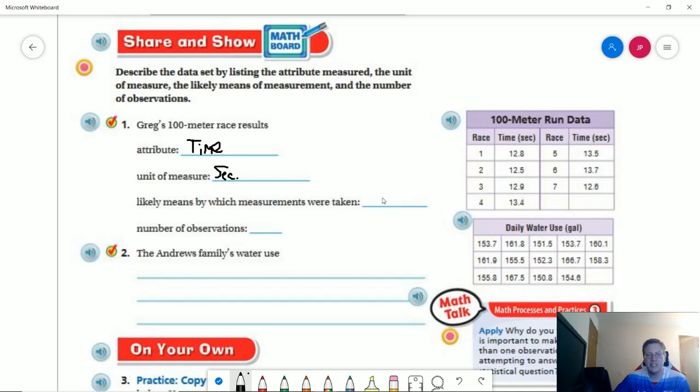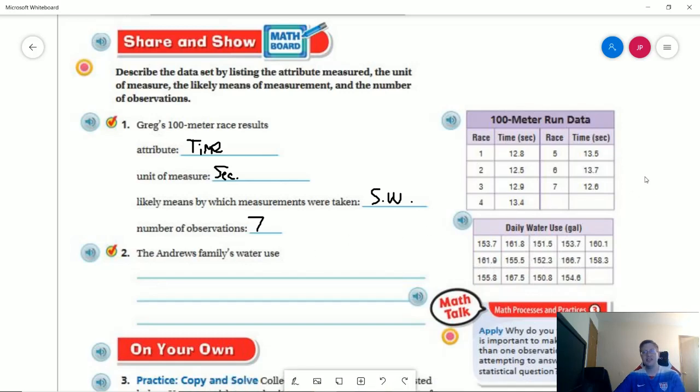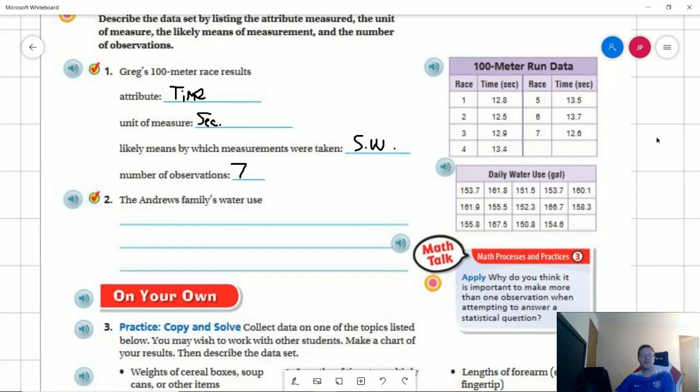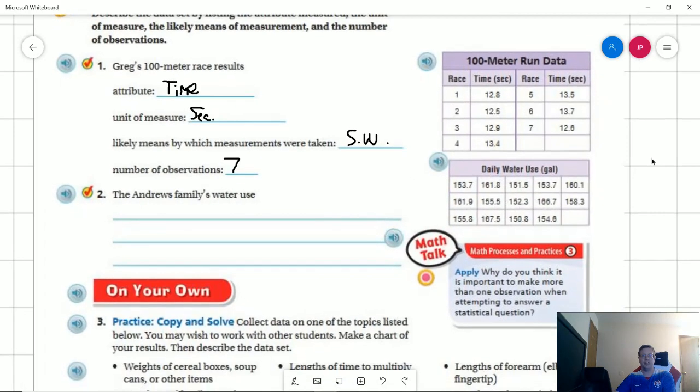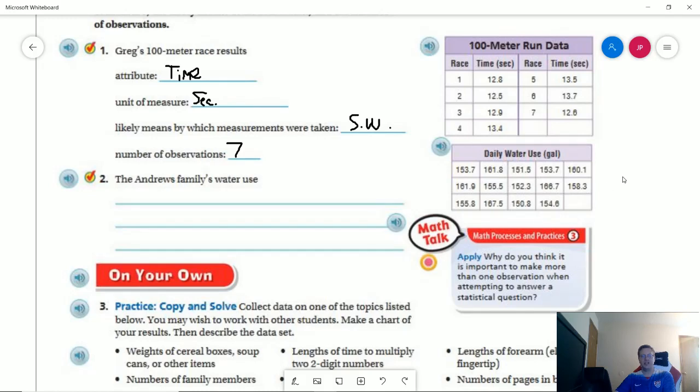Likely means by which the measurements were taken. We could say stopwatch. I'm just going to abbreviate that SW. And the number of observations, we have 7. So let's think about what the questions could be for number 2. I don't remember if I gave you guys this one, but I think I did because number 3 is one that we are not going to be able to represent on this particular piece of paper that you're going to turn into me.